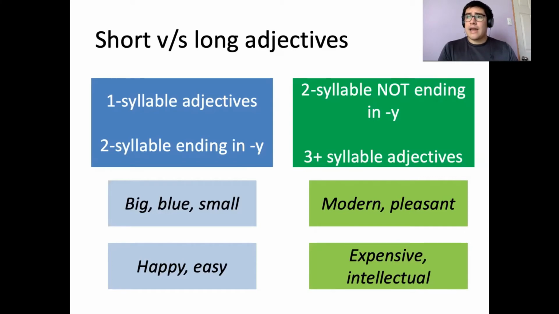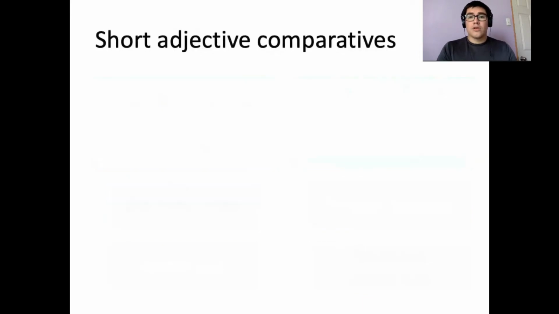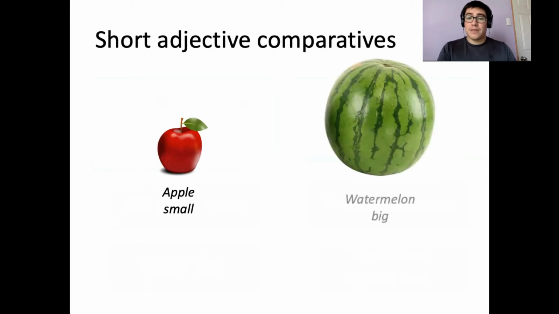Let's see now how comparatives work and how we can make the difference between short adjectives and long adjectives. So now we're going to start with the comparatives with short adjectives. Let's imagine here we have this object. This is an apple, and it's a small apple. But here we also have these elements. This is a watermelon, and it's a big watermelon. In each case, the adjective is small for the apple and big for the watermelon.